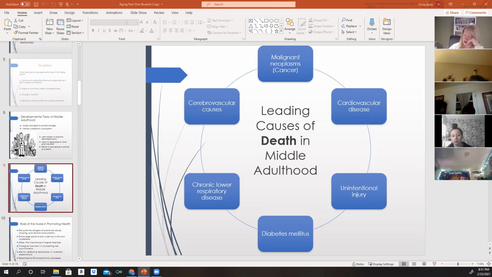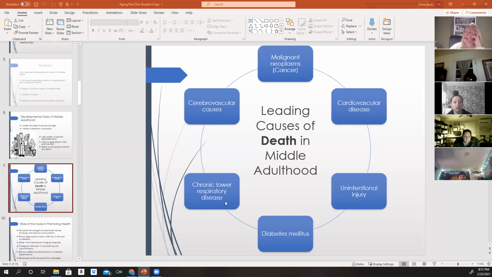So what would cause someone in this middle age group to have chronic lower respiratory disease? What do you think? What kind of life? Smoking. Very good. Smoking, environmental issues, depending on where they work. What about diabetes? What is going to cause diabetes in this middle age group?